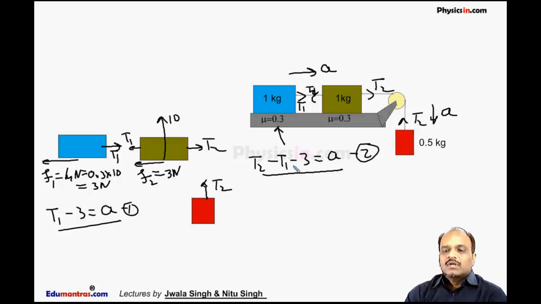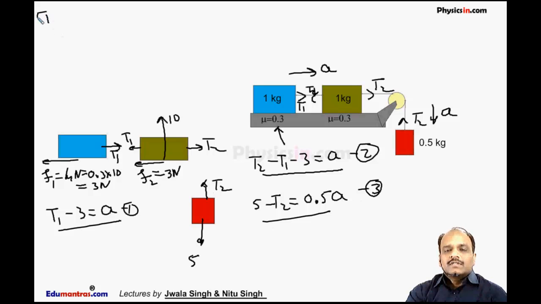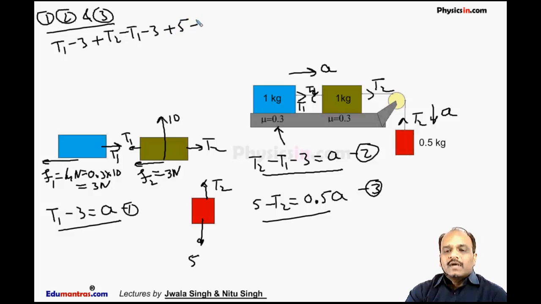We know the mass of these two blocks is 1 kg. Now for this block we can say the downward force is mg, that is 5 Newton, and the upward force is T2. So our equation becomes 5 minus T2 is equal to mass, means 0.5 into A. This is our third equation. Now if we add all these three equations, we get T1 minus 3 plus T2 minus T1 minus 3 plus 5 minus T2 is equal to A plus 0.5A.